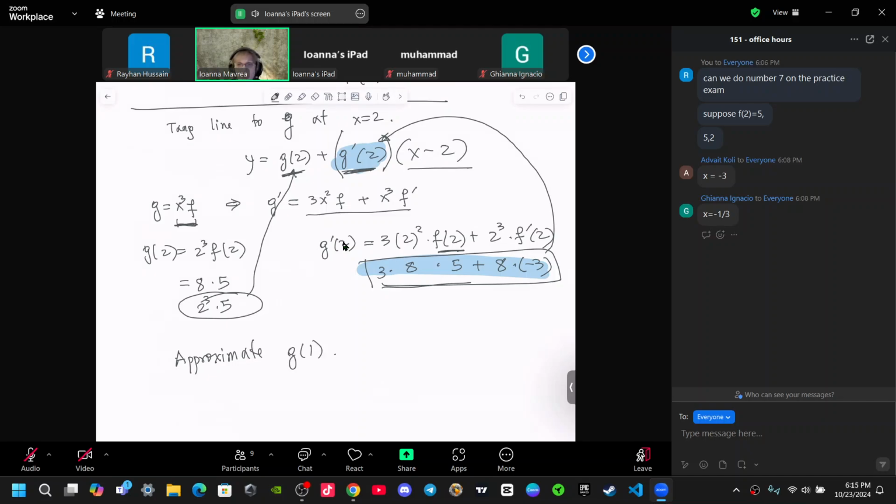Well, the only way to approximate g of 1 is to say g of 1... So this is the equation of the tangent line. Let's call this L of x. So this is the y coordinate on the tangent. So L of x is g of 2 plus g prime of 2, both of which we found, whatever they may be. One is 40 and one is something not 40, a negative number.